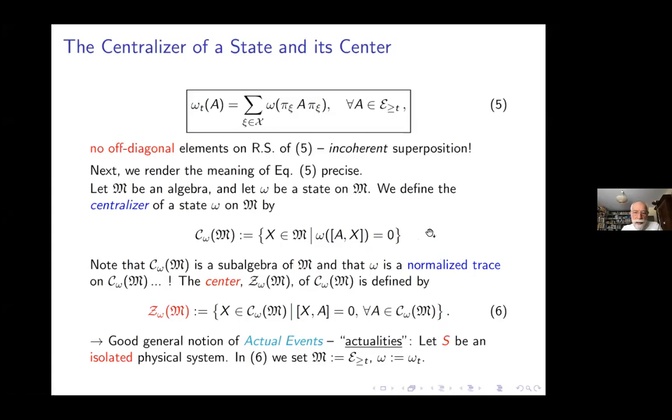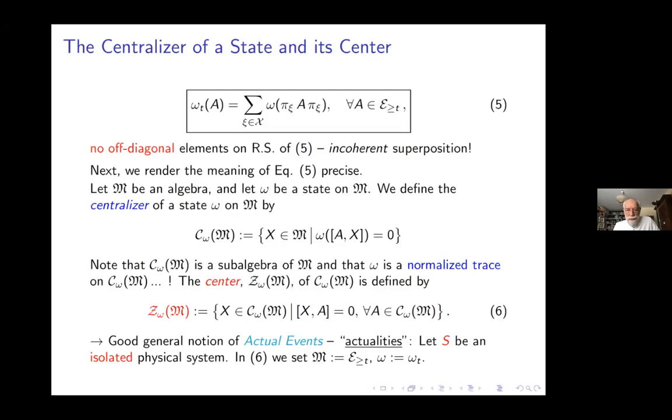So the centralizers of an algebra are subalgebras of M, and the centralizer of the state omega has the feature that the state omega is a normalized trace on C omega of M. That enables us to completely classify centralizers. The center of the centralizer, which I denote by Z sub omega of M, is defined to consist of all operators in the centralizer which commute with all other operators in the centralizer. This notion of the center of the centralizer finally enables us to introduce a perfectly general notion of actual events.